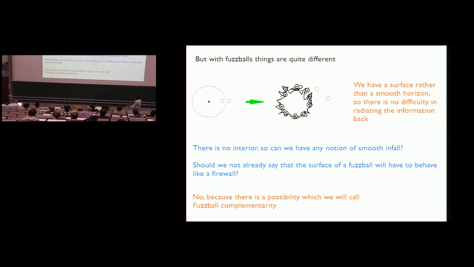Should we not already say that the fuzzball will have to behave like a firewall? We've had these fuzzballs for 20 years now. Why didn't we already say they behave like a firewall? When you hit the surface, you get burned, crushed, smothered, whatever word you want to use. If you already have a surface there, what's new to say that there should be a firewall there? Interestingly, the reason we didn't say it has to behave like a firewall, and some people did, for example, Yosef Bina always said, when you hit the surface of this, you will get crushed into lots of pieces.